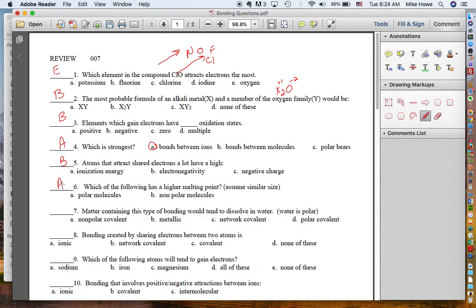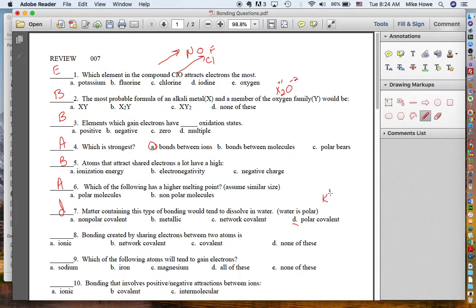Matter of this kind of bonding would tend to dissolve in water. Remember, water is polar, so we'd expect polar bonds to dissolve in water, so that'd be D. Sometimes ionic things dissolve in water too. Often ionic things dissolve in water. So just a real quick note about that.